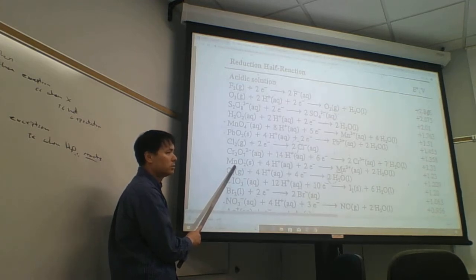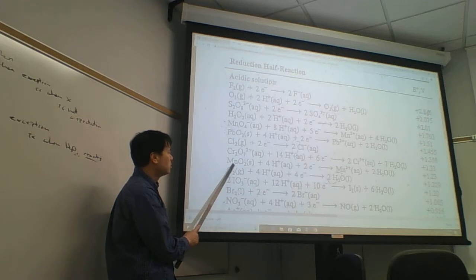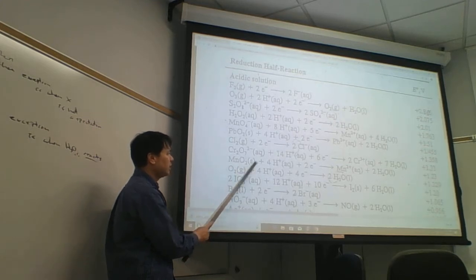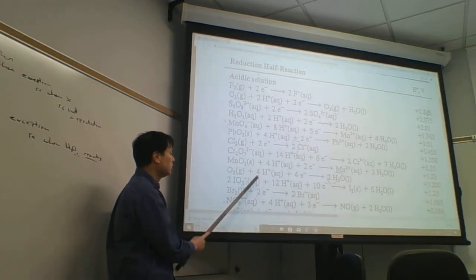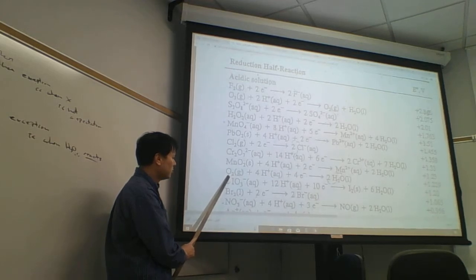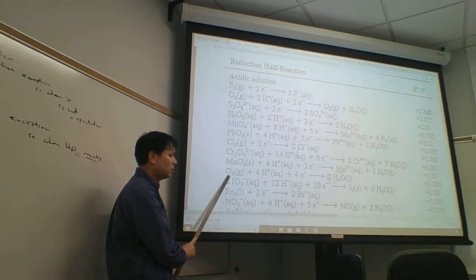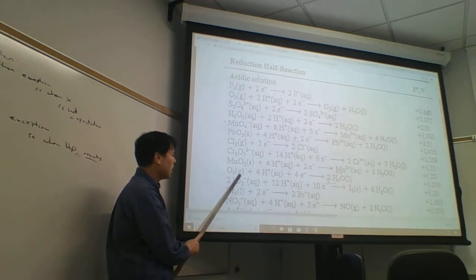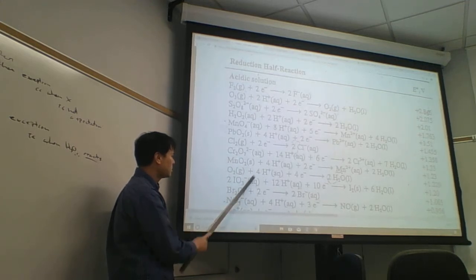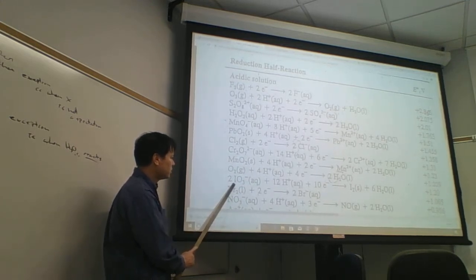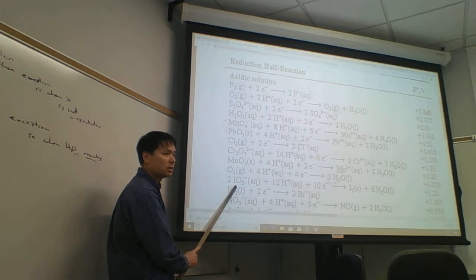Manganese 2 or manganese 4 oxide? This is manganese 4 oxide in acid. You should know this one. O2 is called oxygen gas in acid. This one you should know too. IO3 minus. What's that called?